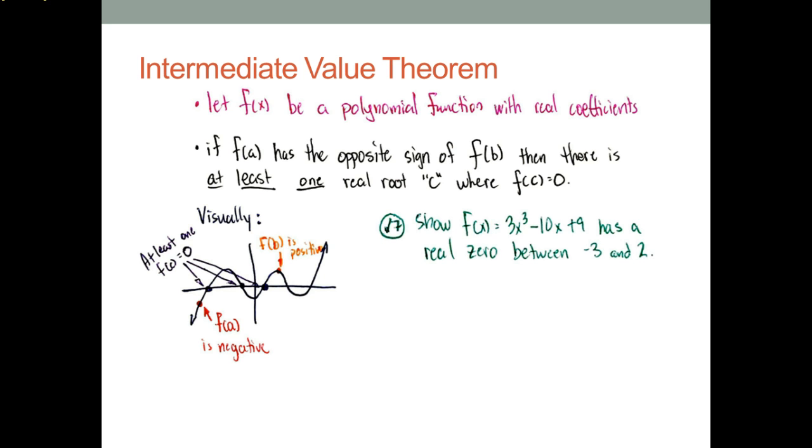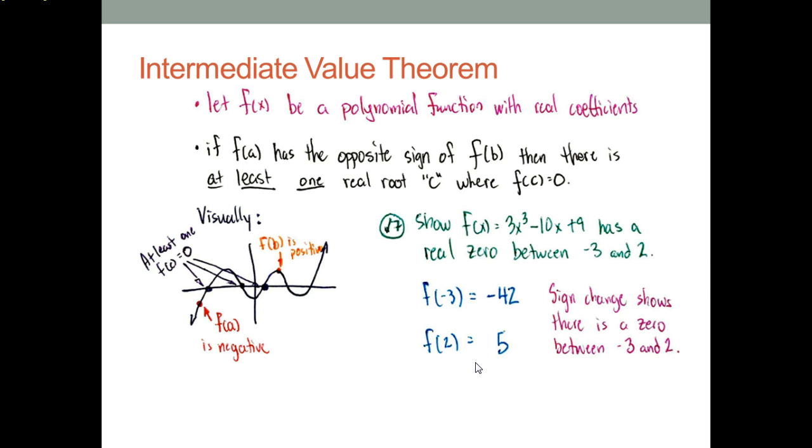So I'm going to ask you like this. Checkpoint 7. Show that the function f of x, 3x cubed minus 10x plus 9, has a real 0 between negative 3 and 2. Super simple. We just plug it into our calculators. f of negative 3 is equal to negative 42, and then I plug in f of 2, and that would equal 5.